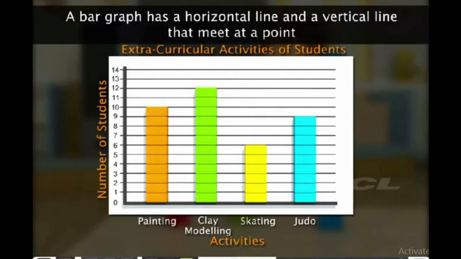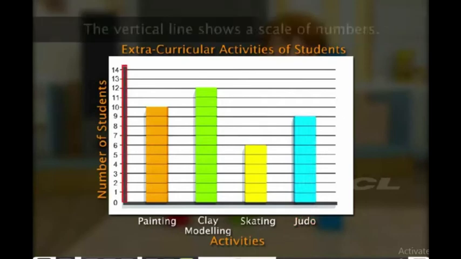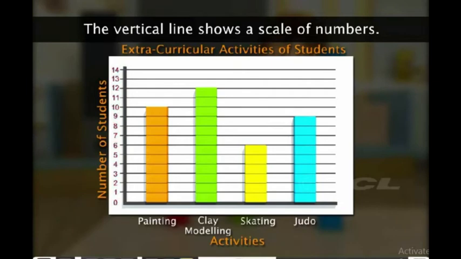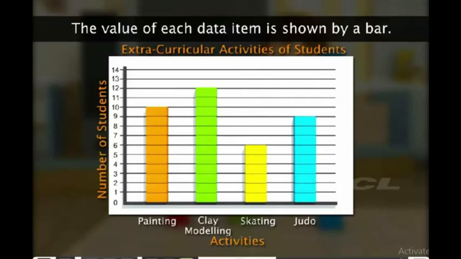A bar graph has 2 main lines, a horizontal line and a vertical line that meet at a point. The data items are arranged on the horizontal line. In this bar graph, the data items are activities such as painting, clay modeling, skating, and judo. The vertical line shows a scale of numbers. The values of data items are read on this scale. The value of each data item is shown by a bar. The height of the bar on the scale shows the actual value of a data item.